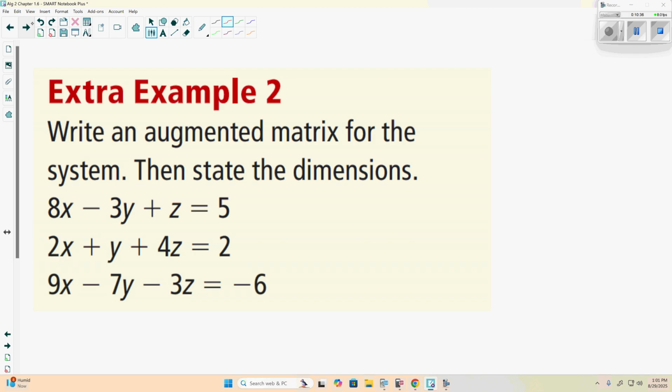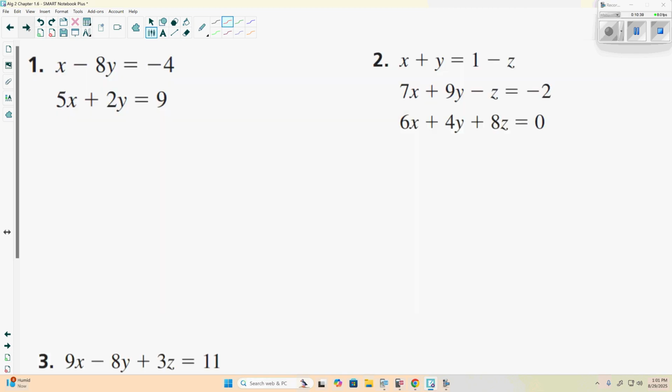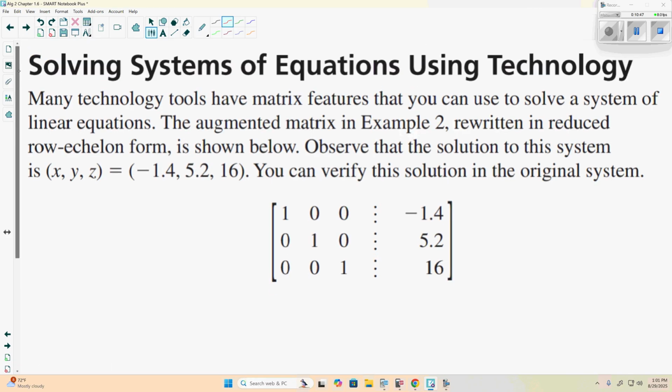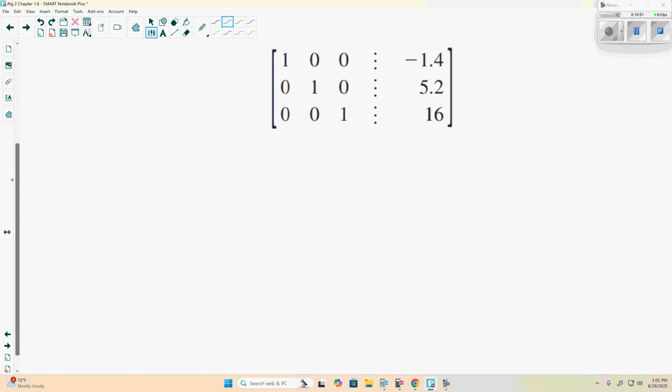I need to take that slide out. We feel comfortable with these here. Don't need to see another one. All right. Now we can use these augmented matrices to solve systems of equations. Now, I'm going to look at this here.